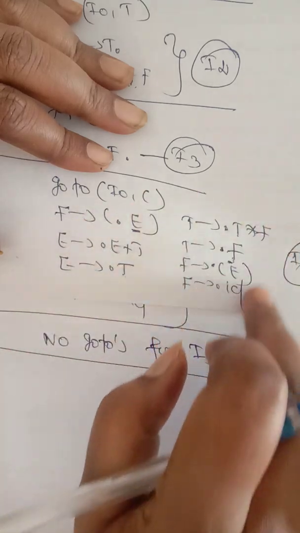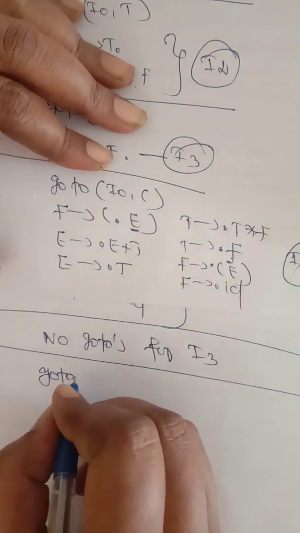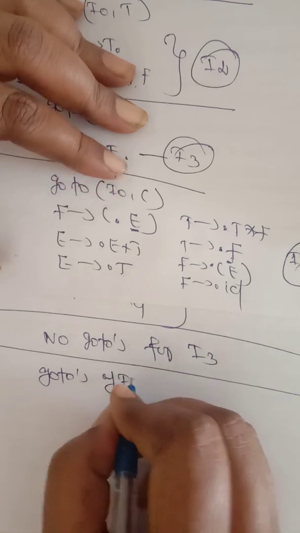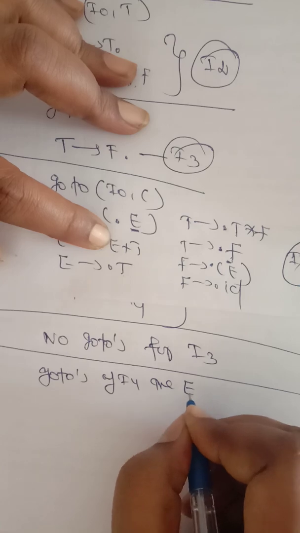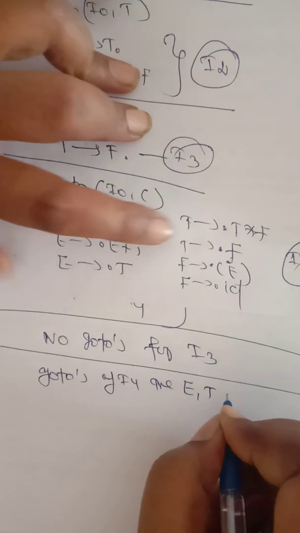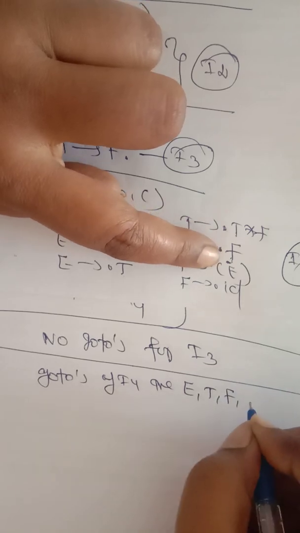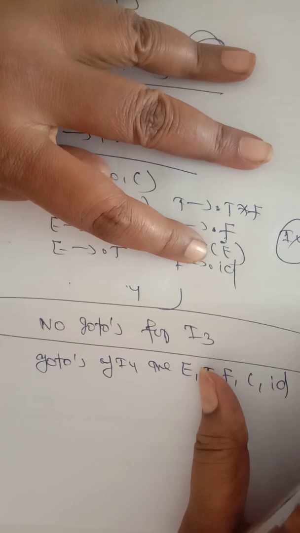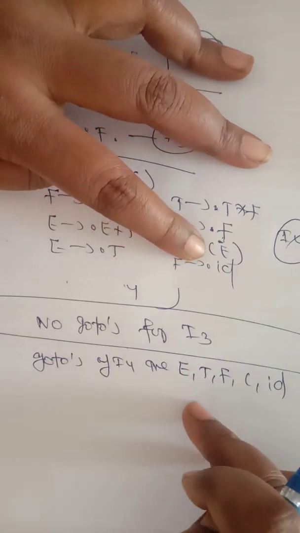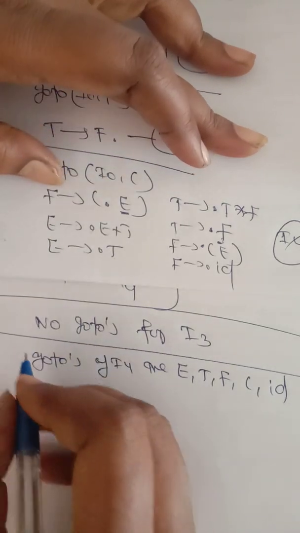So goto of I4 are E. Here we are having E already copied. Next T, already noted, just leave it. Next we are having F. Next we are having open bracket. Next we are having ID. So like I naught, we are having gotos for I4. Okay, then apply goto.